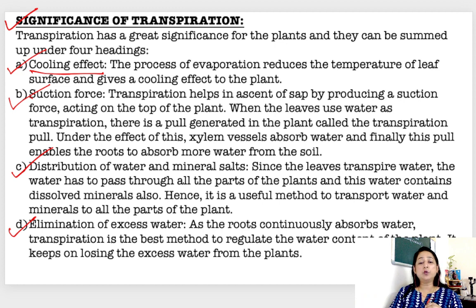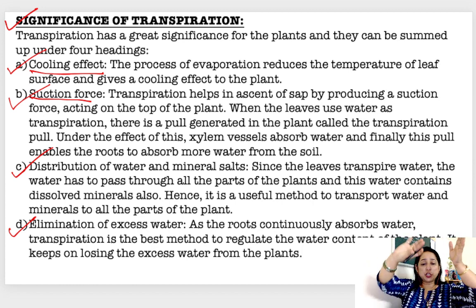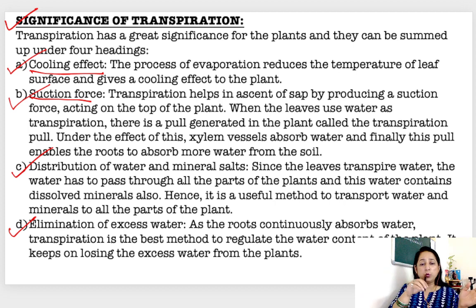Then is suction force. Now what happens? If you remember the first diagram or the picture which we had in the video, that had the roots absorbing water, water going up in the stem, and then leaves giving out water. Now from one side water is going and on the other side it is coming out. That is creating a pull, a suction pull, just like a straw. If you have a straw and you are taking in any fluid, what is happening? You are taking in that fluid and then there is a pull created in the straw which helps it to absorb more water. Same happens here. So transpiration creates a suction pull which helps the plants to absorb more water.